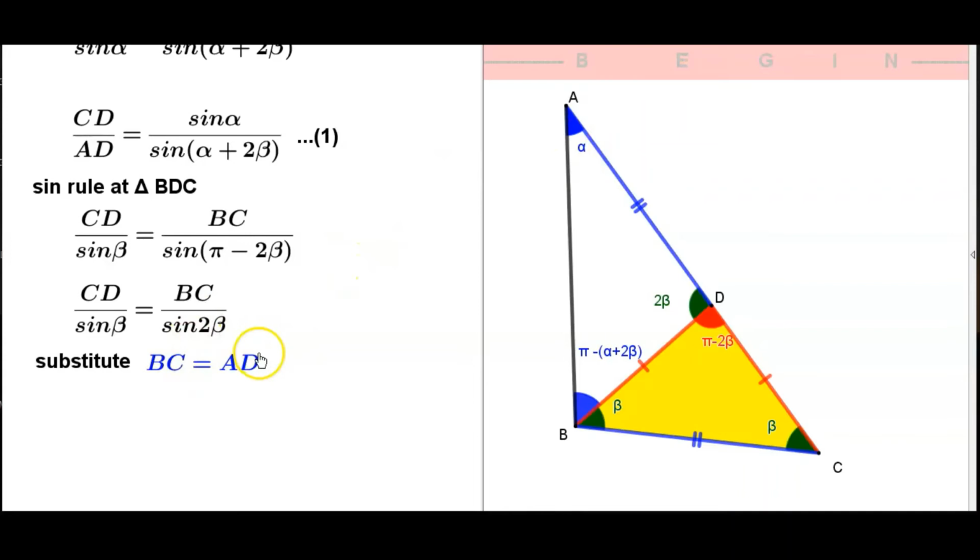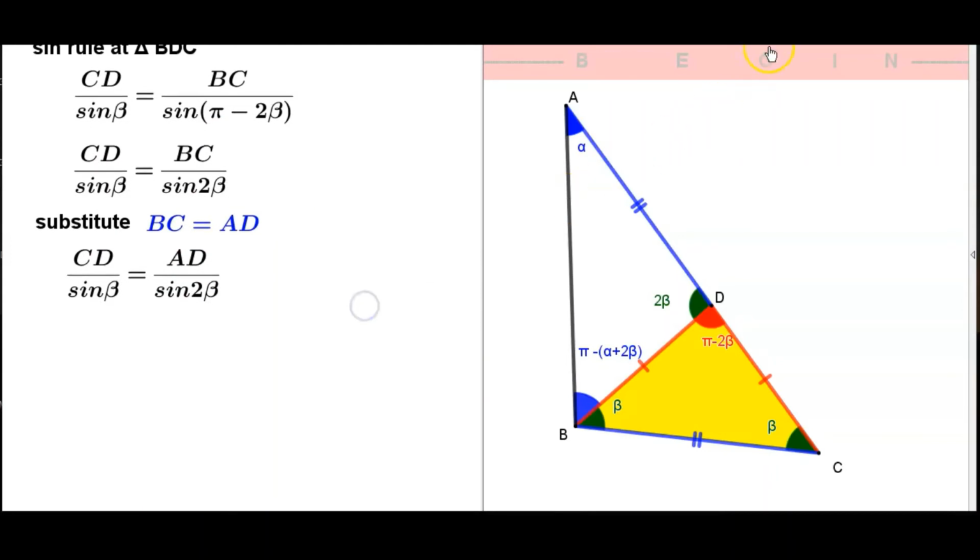Substitute BC is equal to AD. This BC is equal to AD, therefore in this BC I put AD. CD over sine beta is equal to AD over sine 2 beta. Therefore, CD over AD is equal to sine beta over sine 2 beta. This is equation number 2.